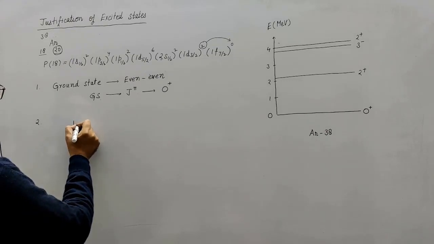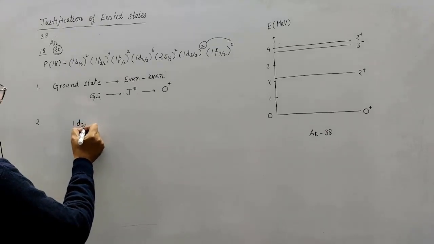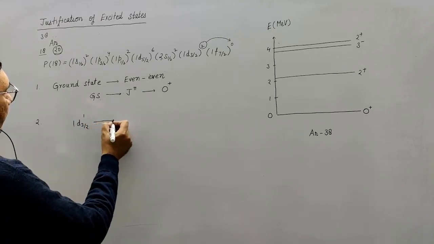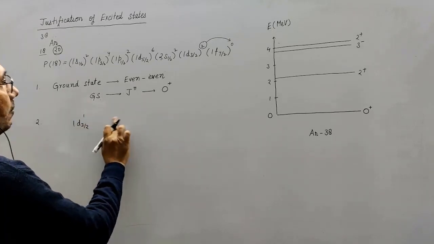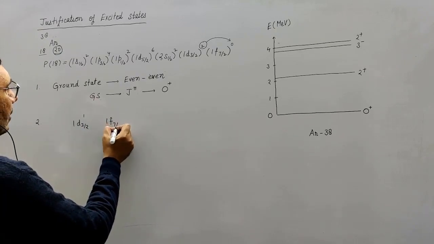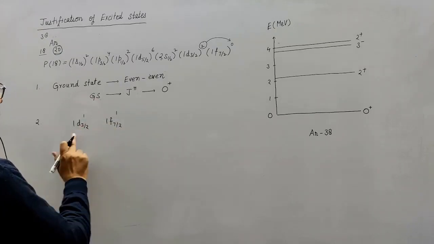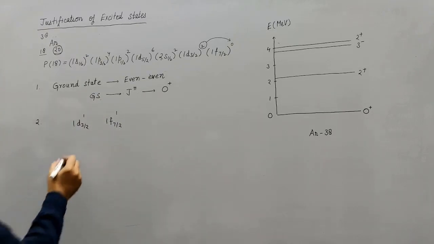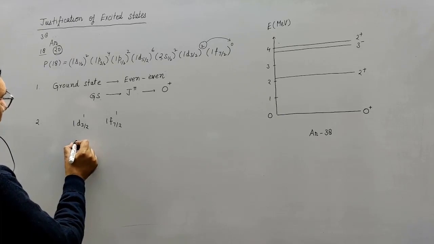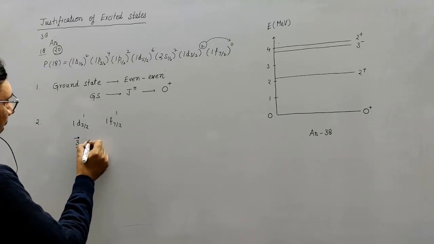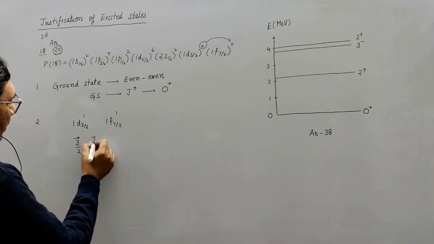So here what I am saying is that in 1d 3/2 we will be left with 1, and another proton will go to 1f 7/2. So one unpaired proton will be here, another unpaired proton will be here. So what will be the J value? How will we get the J value? This will be 3/2 plus 7/2.